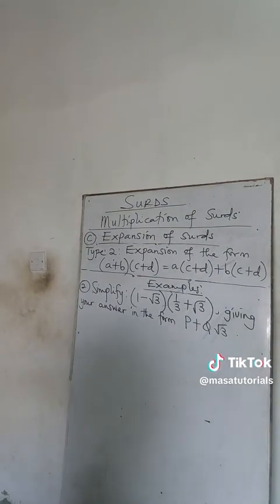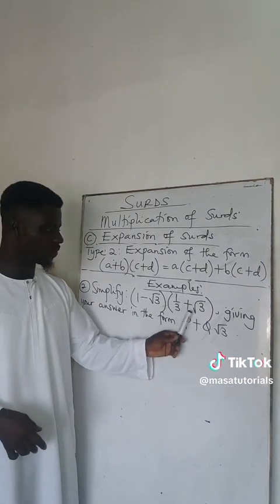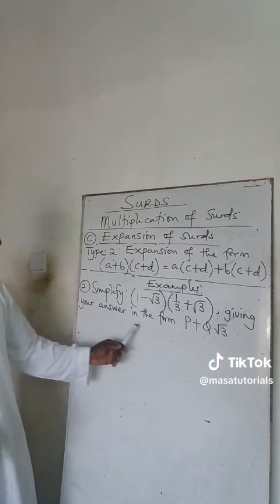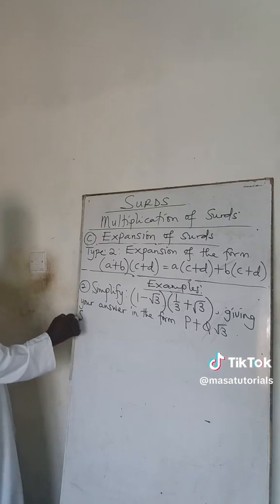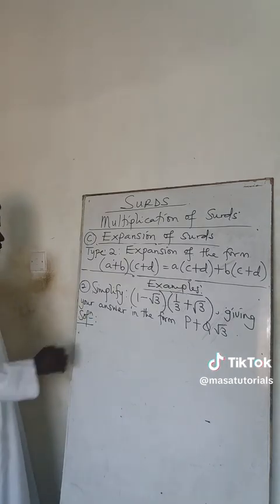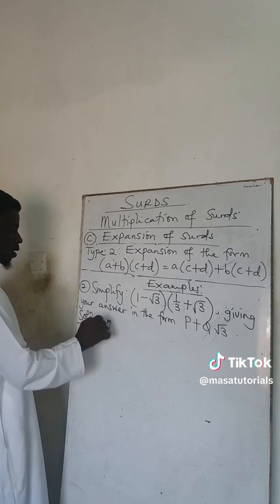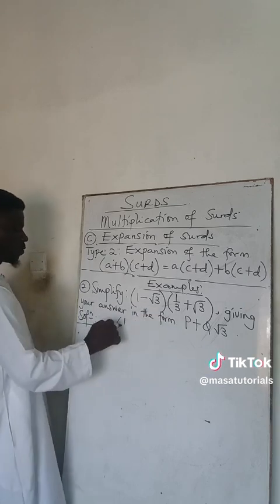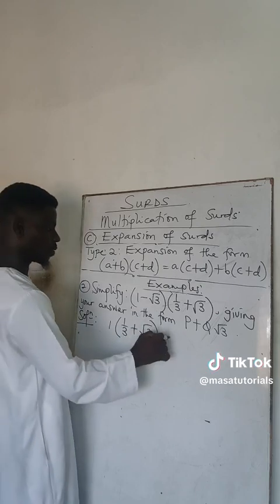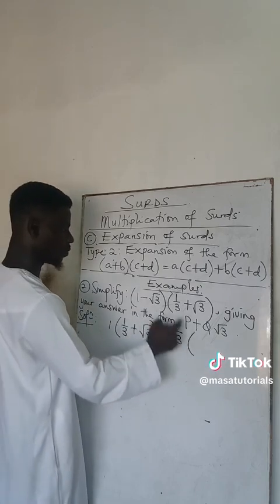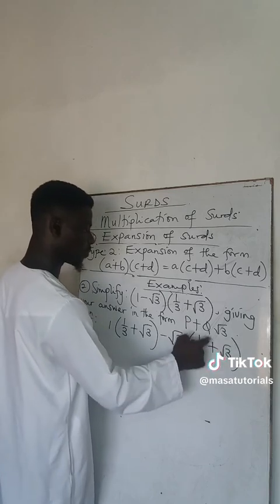Alright, so we resume to this one. Simplify 1 minus square root of 3 times 1 over 3 plus square root of 3, giving your answer in the form p plus q square root of 3. So solution here. Now, the same thing, 1 will come outside, we give what? 1 over 3 plus square root of 3. Then minus square root of 3 will come out, we give what? 1 over 3 plus square root of 3.